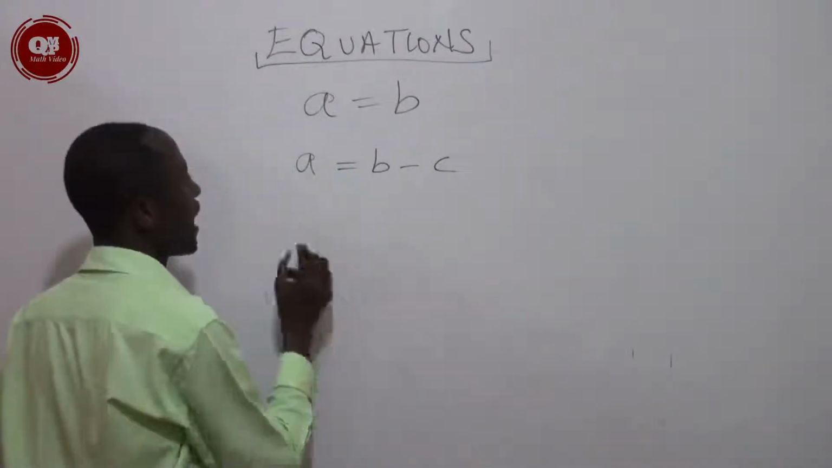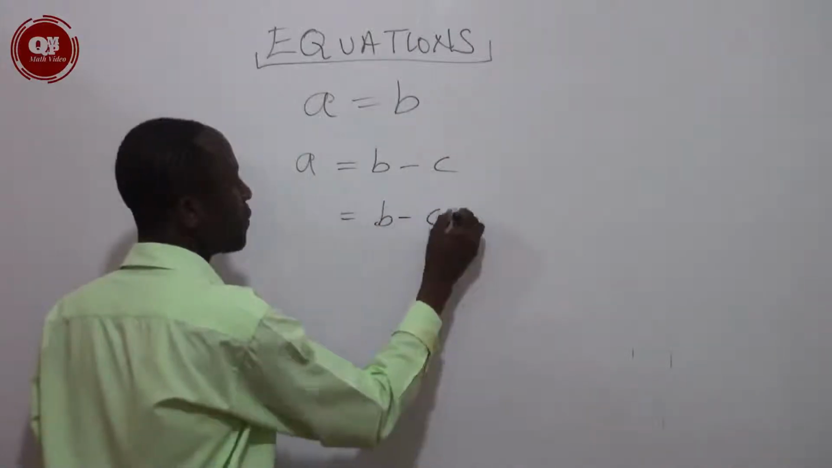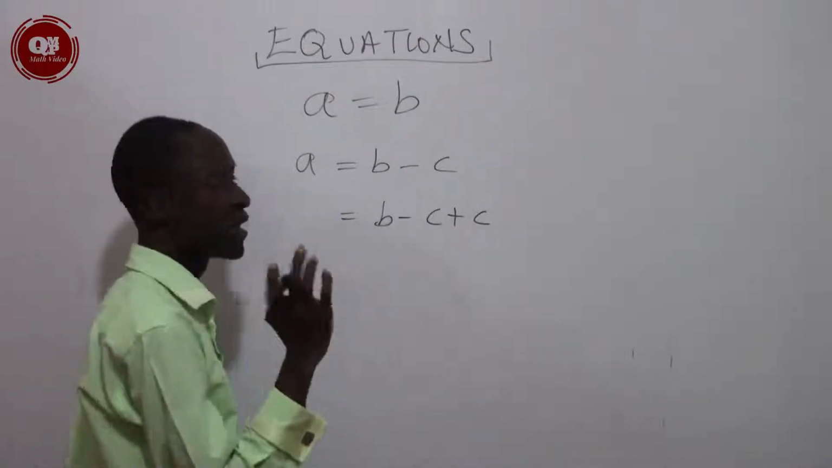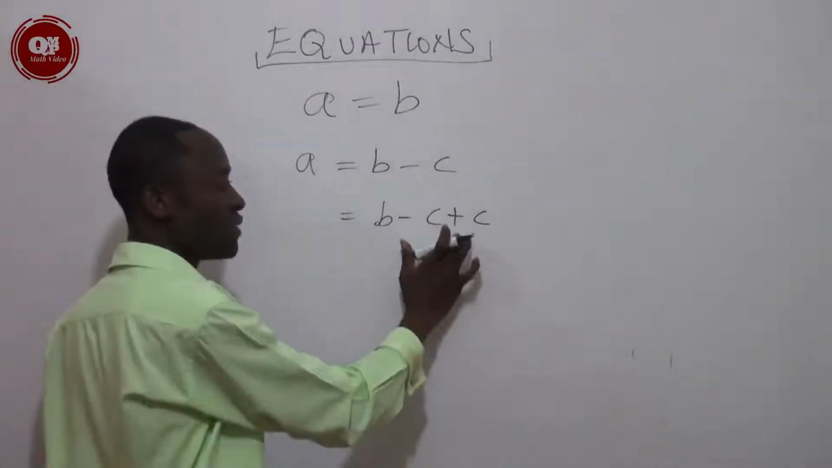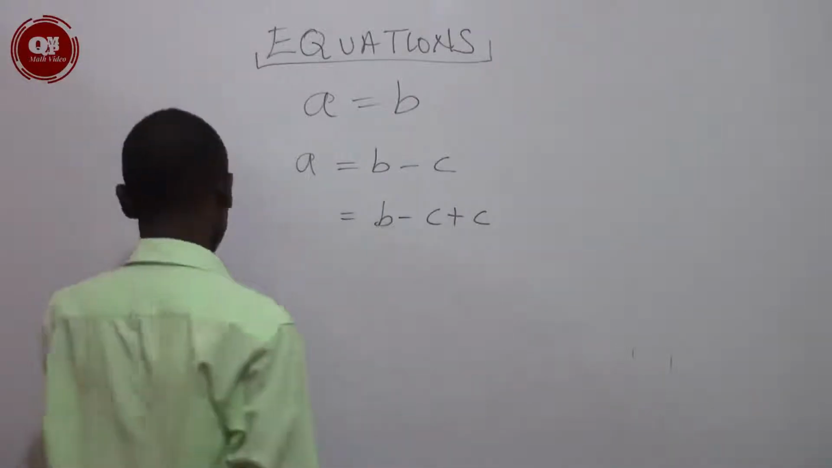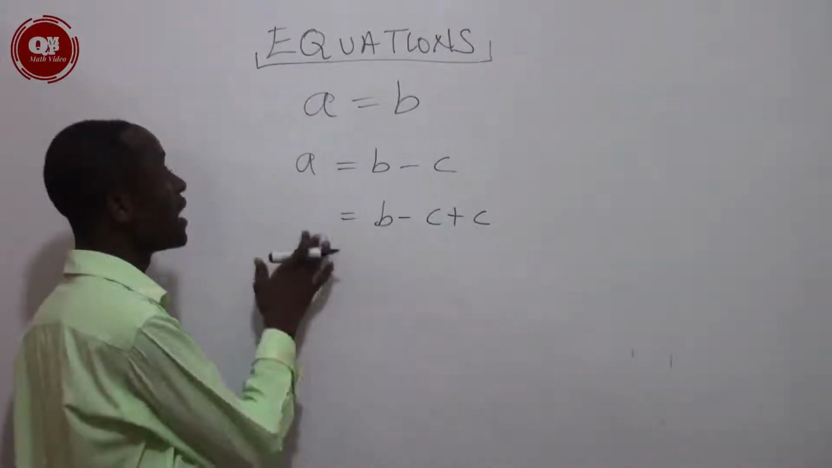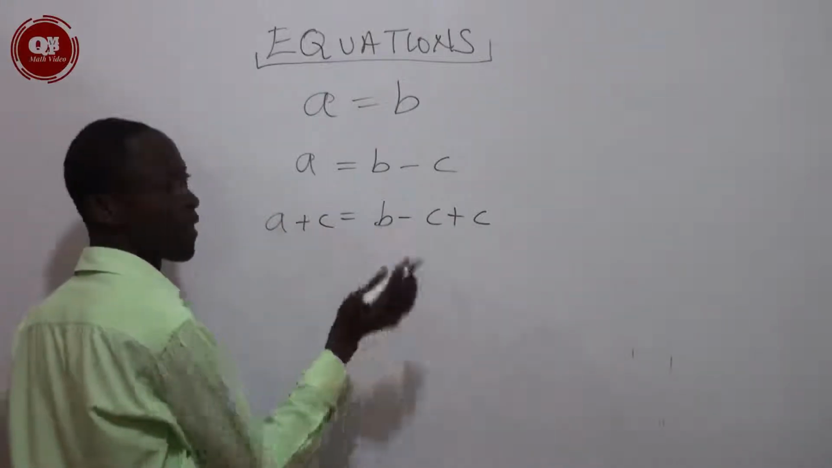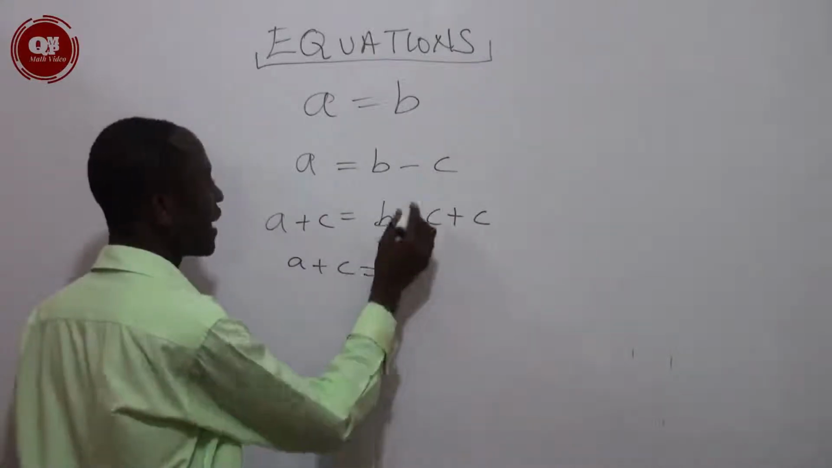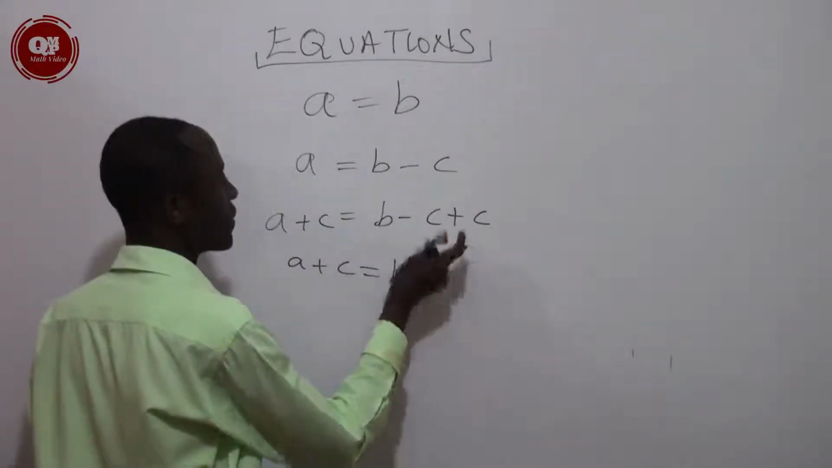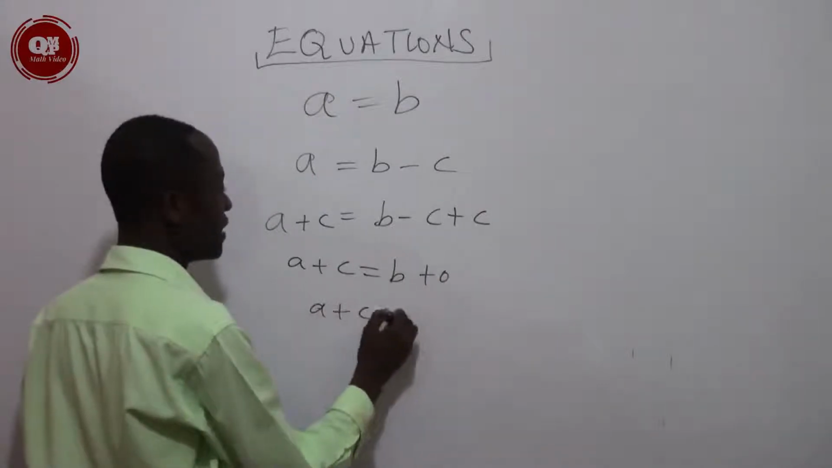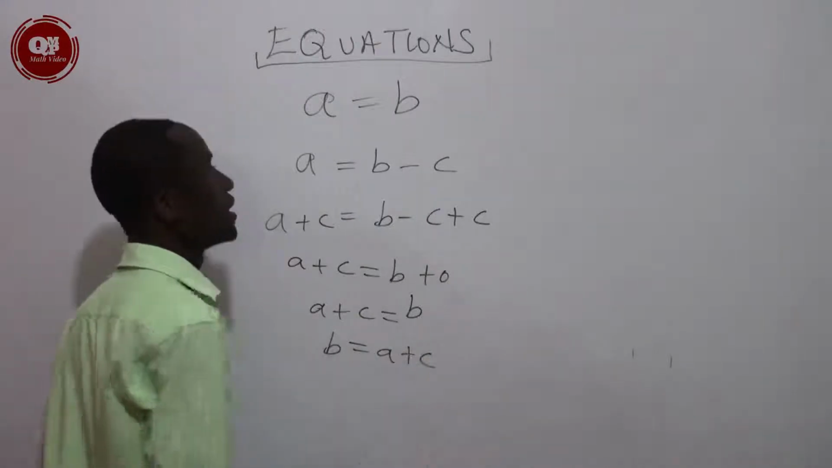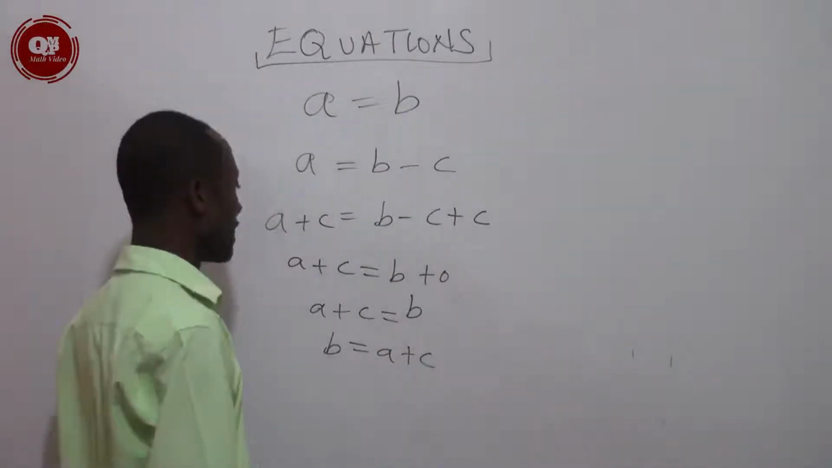So watch out. Here I have B minus C plus C. Once I have C here, it means the whole of this becomes 0. And once I have added a positive C to the right hand side of the equation, it means that I must add positive C to the left hand side of the equation. For that matter, I have A plus C. By so doing, I have A plus C, that gives me what? B plus 0. Yes, so now A plus C is equal to what? B. And you can simply write that to be B is equal to A plus C. Yes, this is one way by which you can solve an equation.